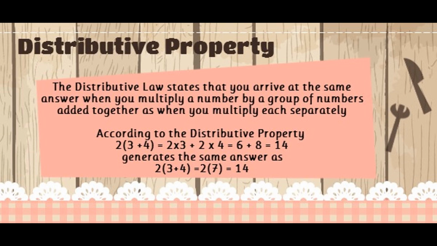According to the distributive property, for instance, you have 2 with no sign outside, and in the bracket you have 3 + 4. It means that you're going to multiply 2 × 3, plus 2 × 4. And when you do that, you're supposed to get the same answer. 2 × 3 is 6, and 2 × 4 is 8. And when you add them, you get 14.